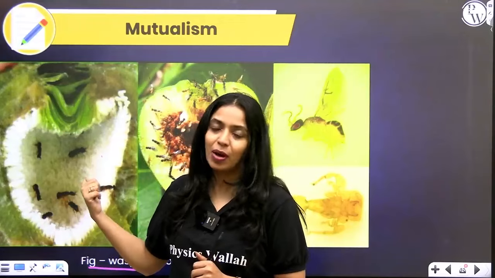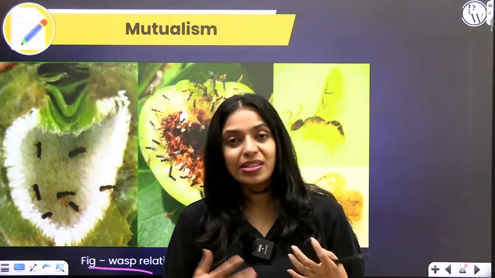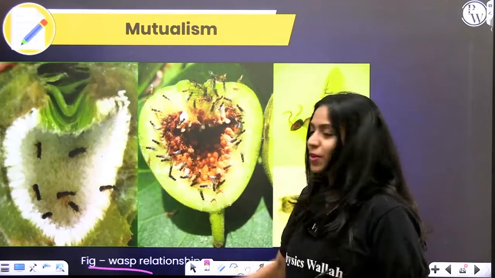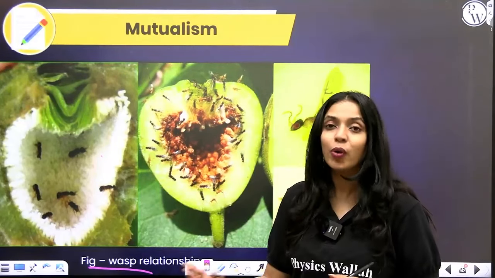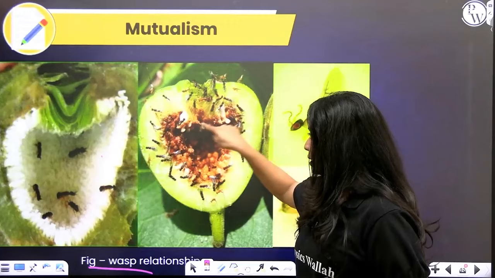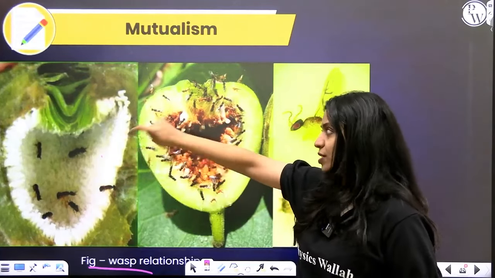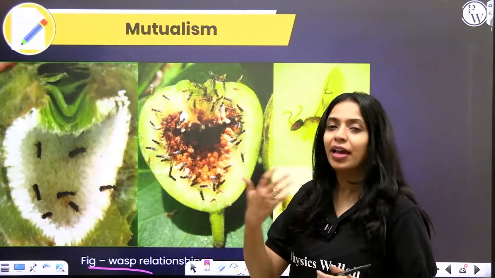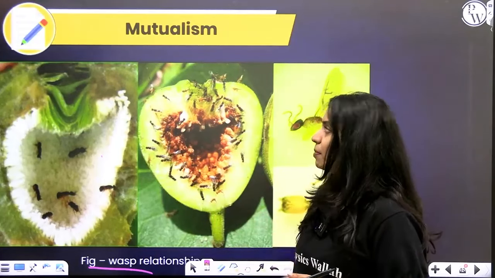So, in the process of going inside to lay its eggs, it's going to pollinate the flowers. So, in that way, both of them are mutually helping each other out. Now, in such cases, what happens is, if for some reason one of these species goes extinct, the other one also will go extinct because they are dependent on each other for the purpose of reproduction. Without this fig, this wasp will have no place to lay eggs. Without this wasp, this fig will not have any pollinators to pollinate its flowers and ensure seed set. So, in that way, both of them are dependent on each other.